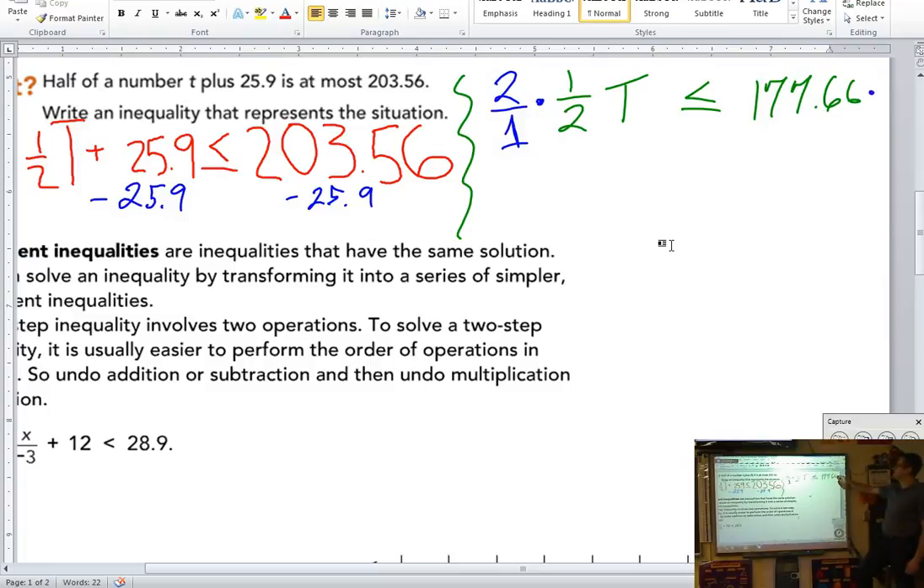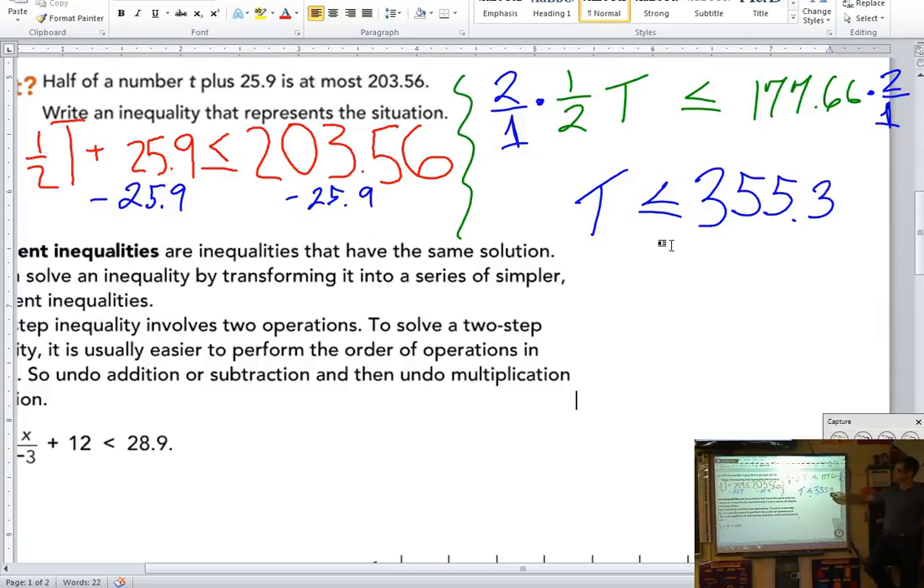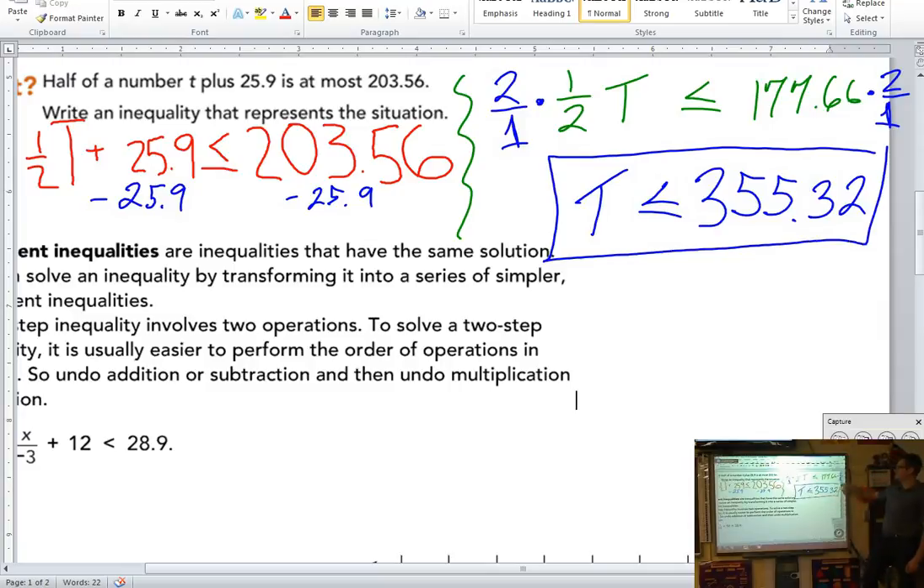Now I come over here and I have to do the same thing. So I times by 2/1 over here. That on my left-hand side gives me just t is less than or equal to. I then double my right-hand side and I get 300.32. So my t value would be less than or equal to 355.32. Any questions?